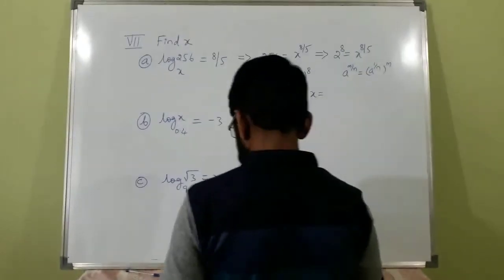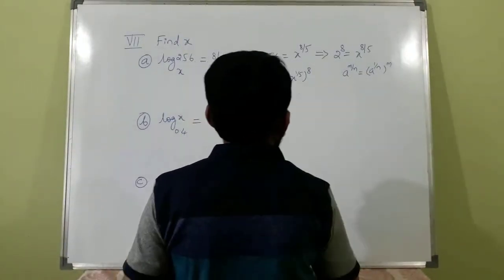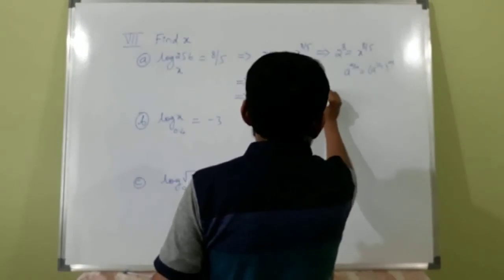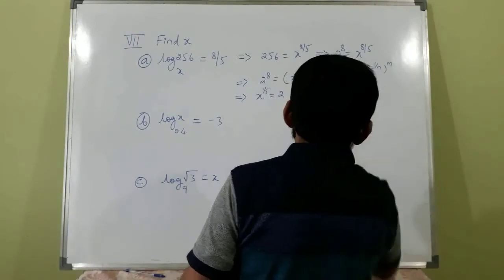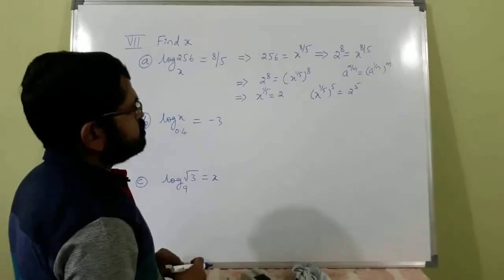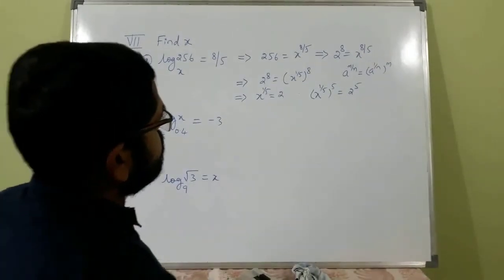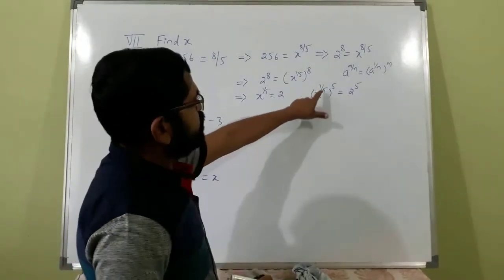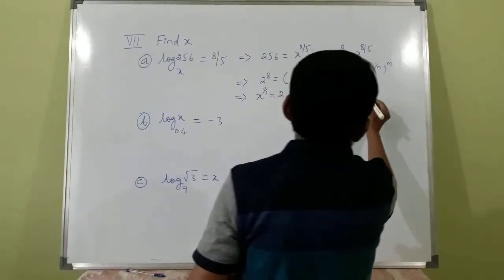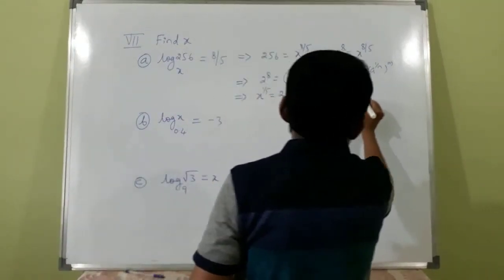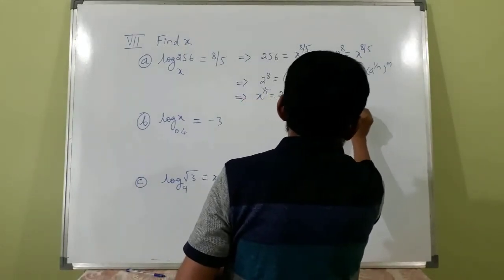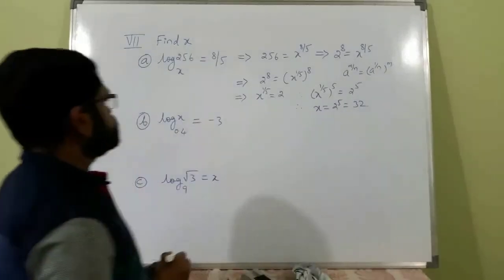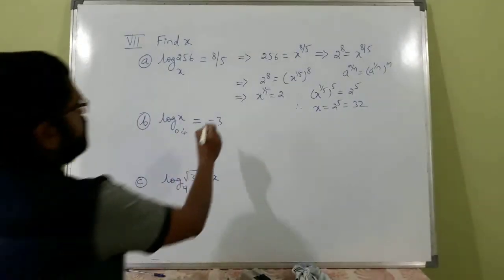So x raised to 1 by 5 whole raised to 5 is equal to 2 raised to 5. I am taking the power 5 on both sides. So this becomes x now. Therefore, x is equal to 2 to the power 5, which is 32.